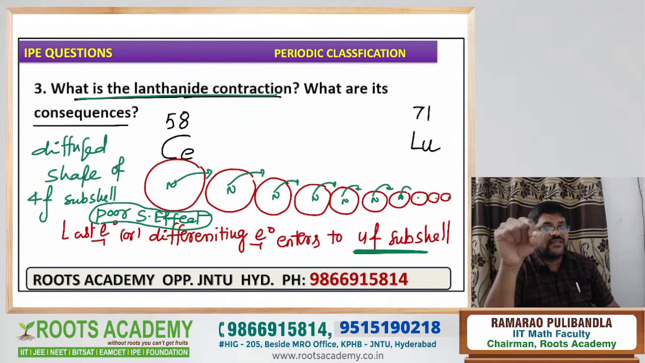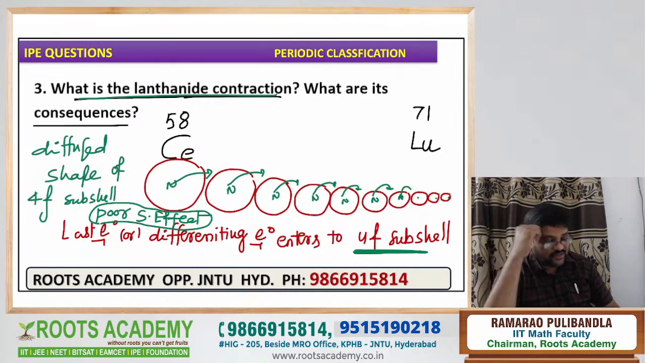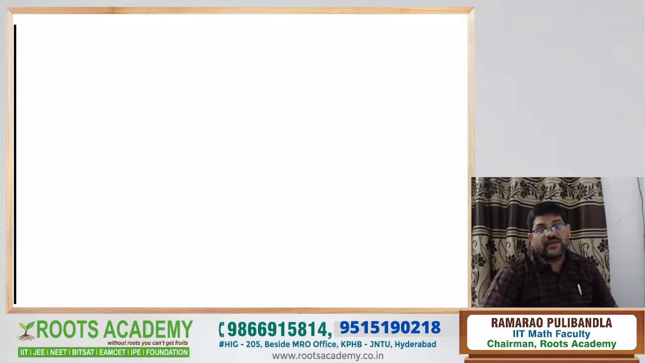Why do they gradually decrease? Because the last electron enters into the diffuse 4f subshell. The diffuse shape of the 4f subshell offers the weakest shielding effect. Because it offers the weakest shielding effect, the nuclear force on the valence shell is more from cerium to lutetium. By that, atomic size decreases. That is called lanthanoid contraction. Now go to the consequences. Consequences are also very important. Now see the first consequence.